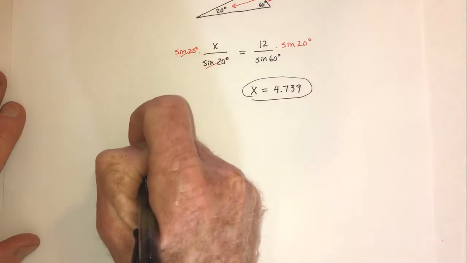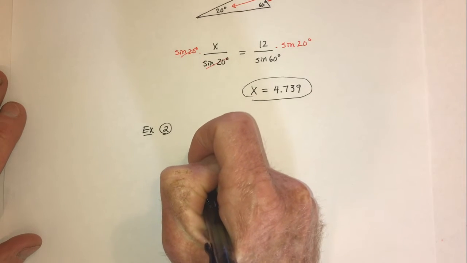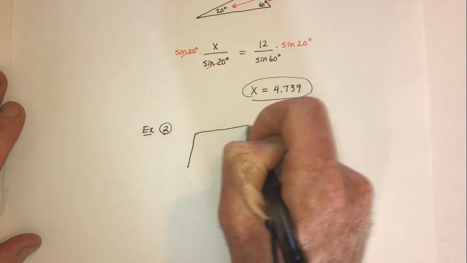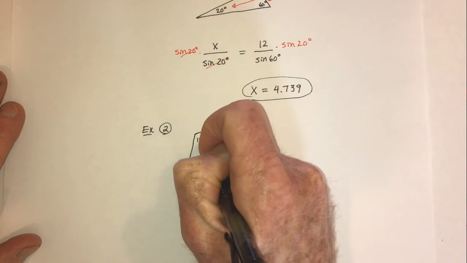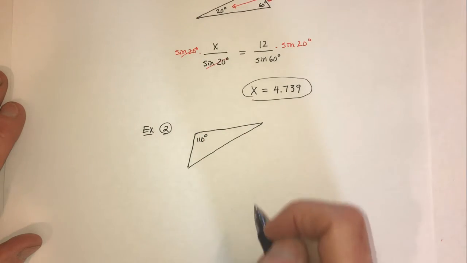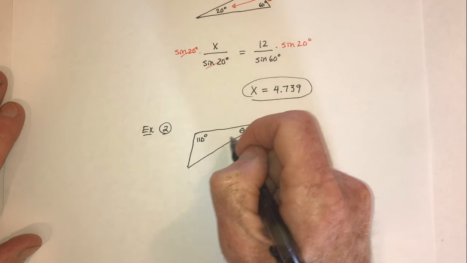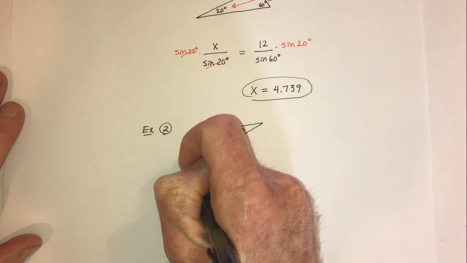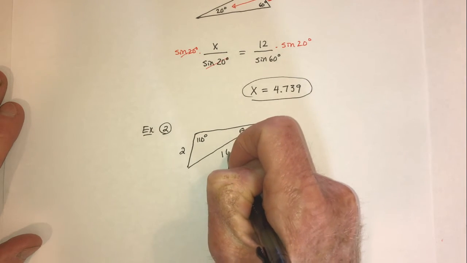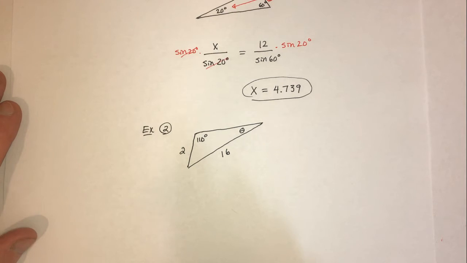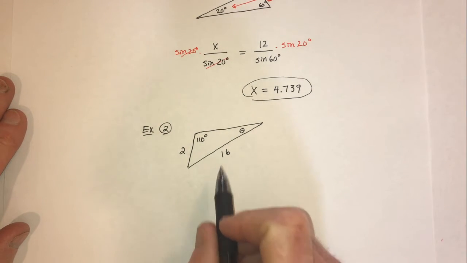Then for example number 2, how about if it's got a big angle right here, and this big angle is 110 degrees. This angle is not known, but across from the theta is a 2. And across from the 110 degrees is a 16. So smaller angle, smaller side, bigger angle, bigger side.